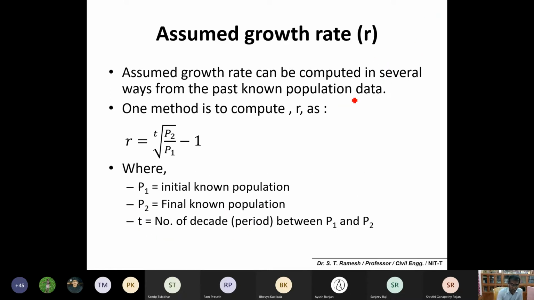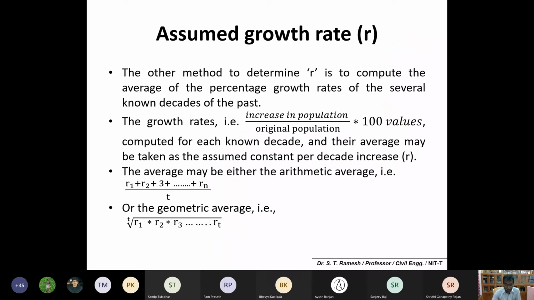You can have different methods. So the assumed growth rate R can be computed in different ways. The number one method is you can use this formula, that is the t-th root of P2 by P1 minus 1. This equation you can remember. P1 is equal to the initial known population, P2 is equal to the final known population, and t is equal to the number of decades in between P1 and P2. This also we discussed in the last class. Or you can go with other calculations as well.